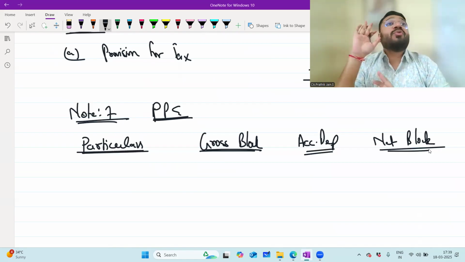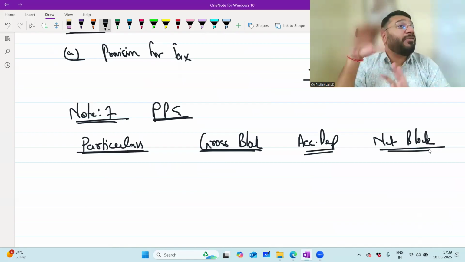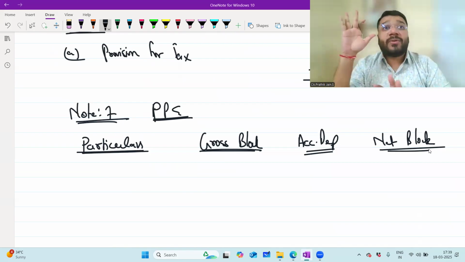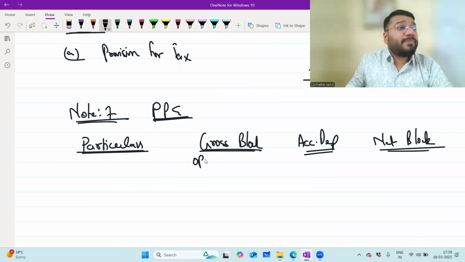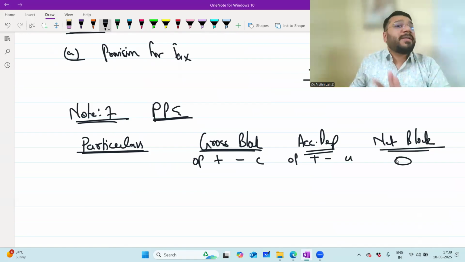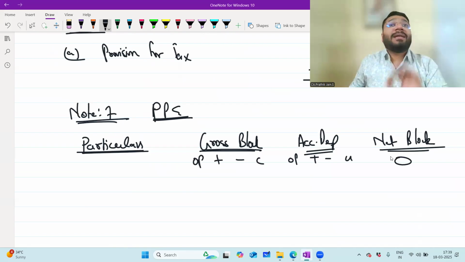But we are here not just to prepare the balance sheet. As a CA, we have to take care of the disclosure requirement also. In reality, the gross block will have the opening balance, additions, subtraction, closing balance. Here also opening balance, addition, subtraction, and closing balance. Then we have the net block. But that much drama is not required for this question, so I'm doing at the net level.